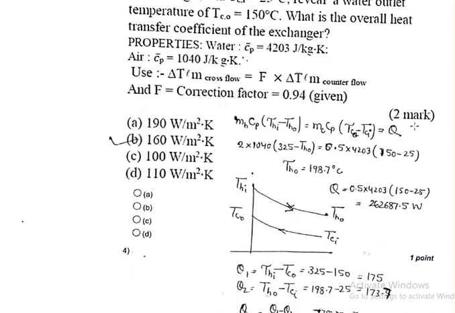First we will calculate the total heat transfer. Mass of cold fluid, heat capacity of cold fluid, temperature difference of the cold fluid. It will give 2626.7.5. Then we will calculate the exit temperature of the hot fluid, which will be 198.7.